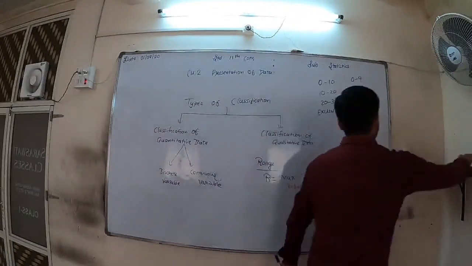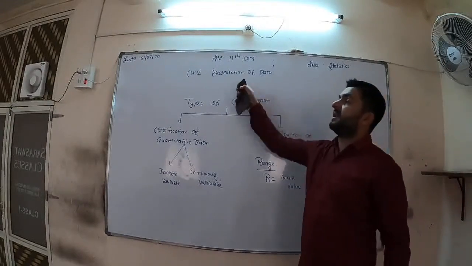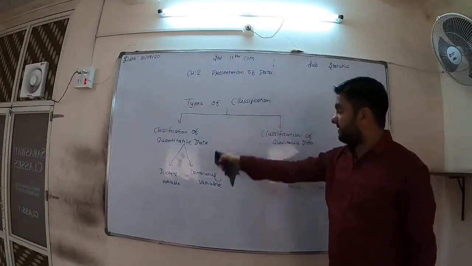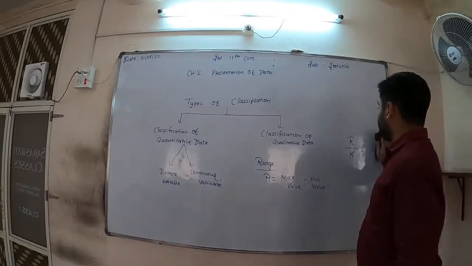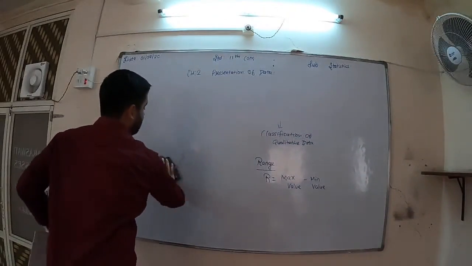Okay, again you may write this thing. See, what are the things that are to be written in the notebook? First you will write the name of the chapter, then you will write this thing, then you will write the formula for range. Now after that, write these things also.